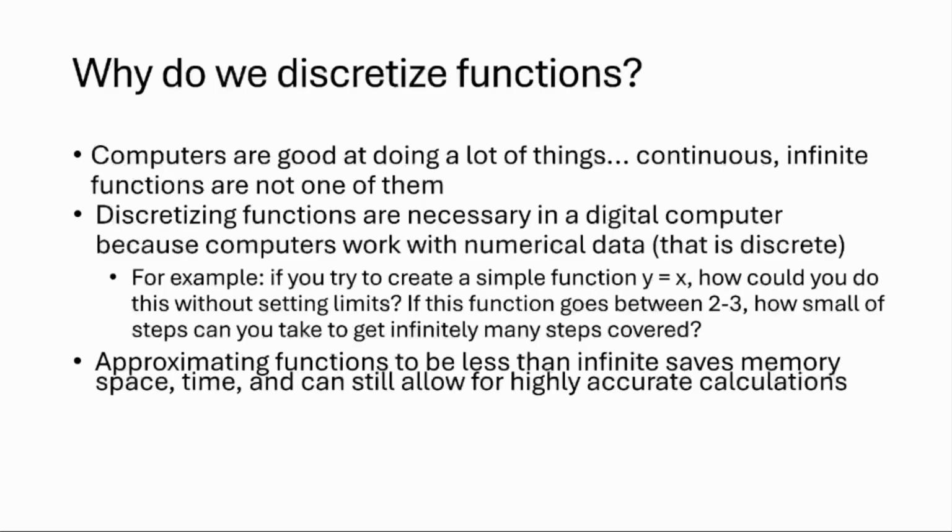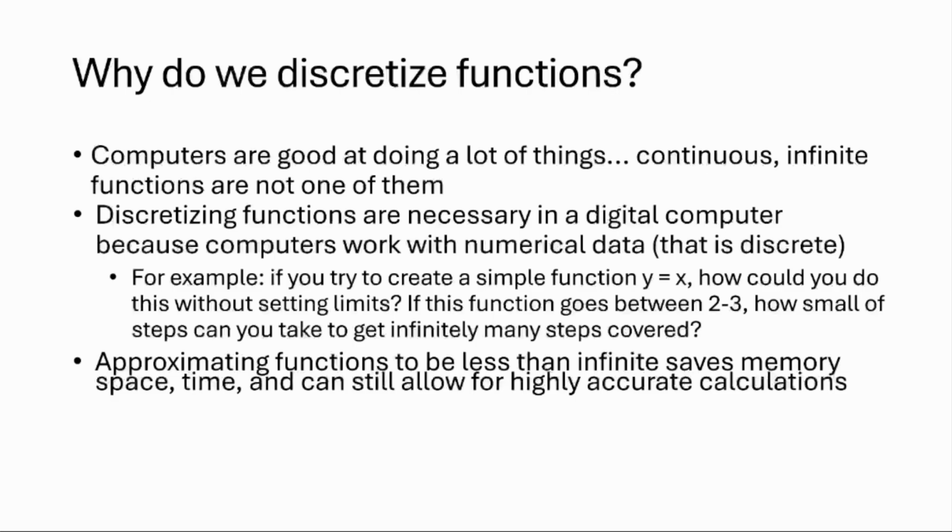Like, for example, let's say you were trying to, in Python, code a simple function y equals x. How could you think to set or create this kind of equation in Python without setting any limits? How would you define how many x values it goes through? And then even if you say, okay, we're going to do x equals 1 and x equals 2, how will it know how many steps in between those two numbers it needs to take for it to be infinitesimally continuous?